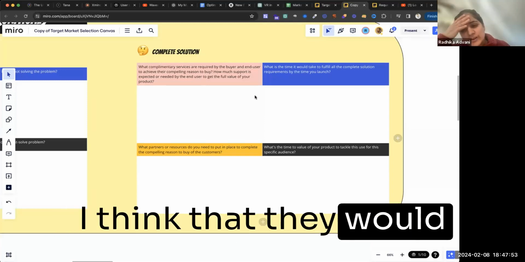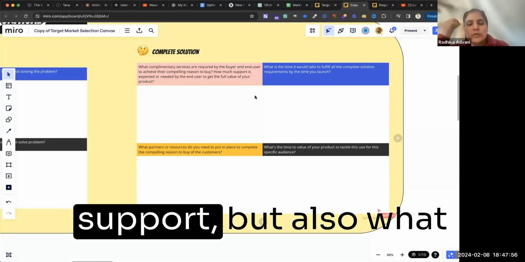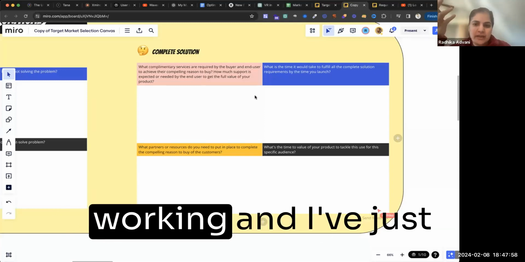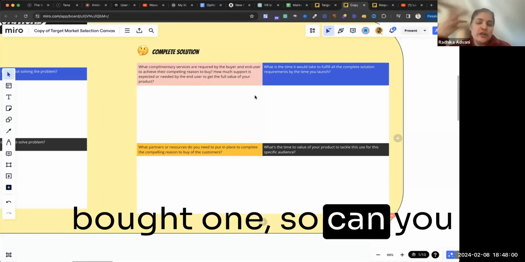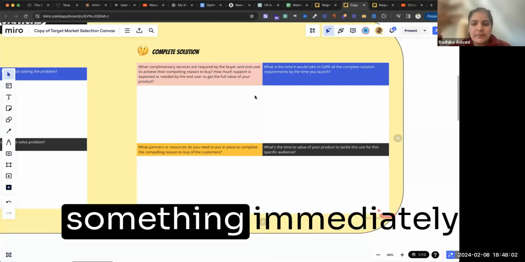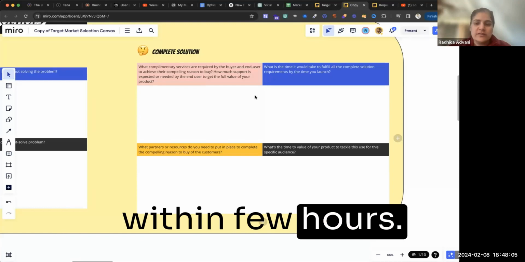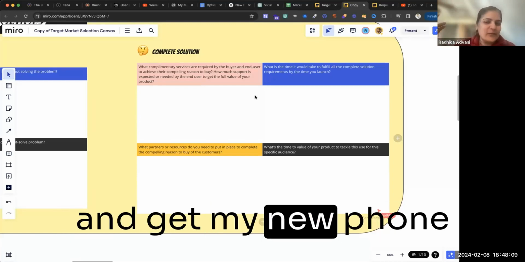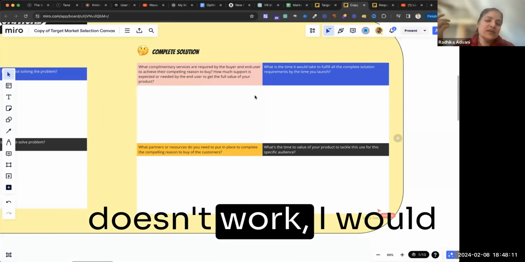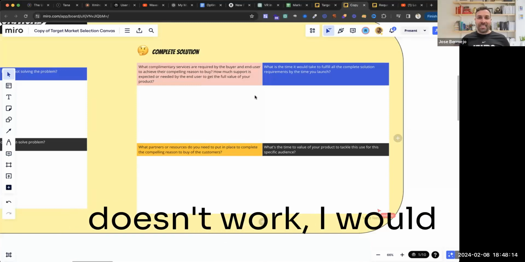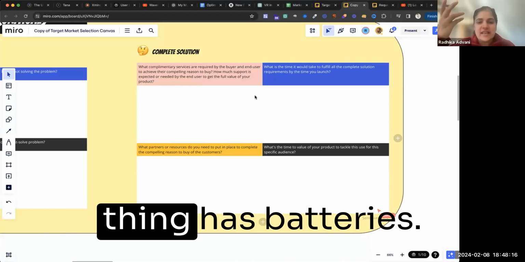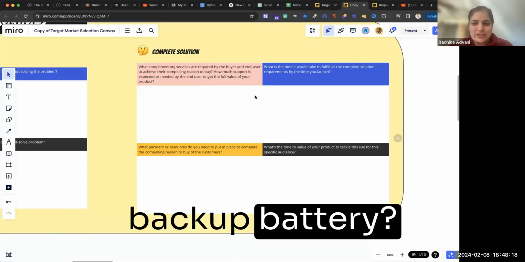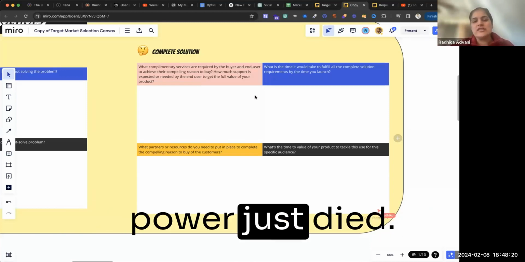I think that they would definitely need the support, but also, what if my device stops working and I've just bought one? Can you give me a replacement, or can you give me something immediately, within a few hours? Can I go exchange it for something else? For example, can I walk into the Apple store and get my new phone because now my phone doesn't work? Fantastic. I would think batteries, like this thing has batteries. Does it have a backup battery? Hey, I used it and then the power just died.